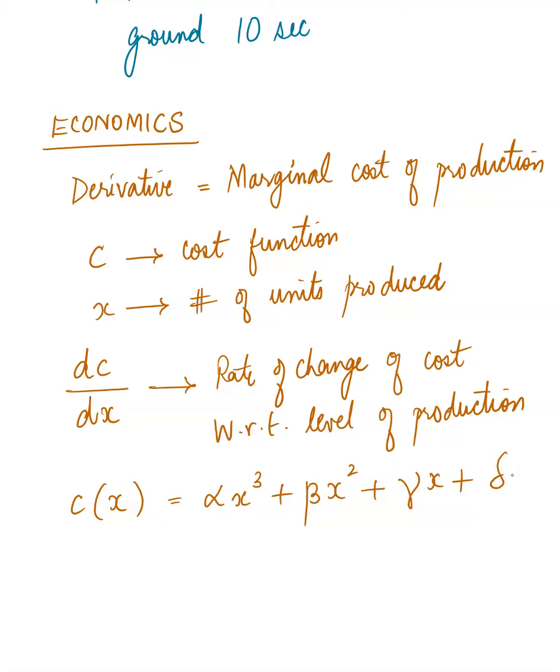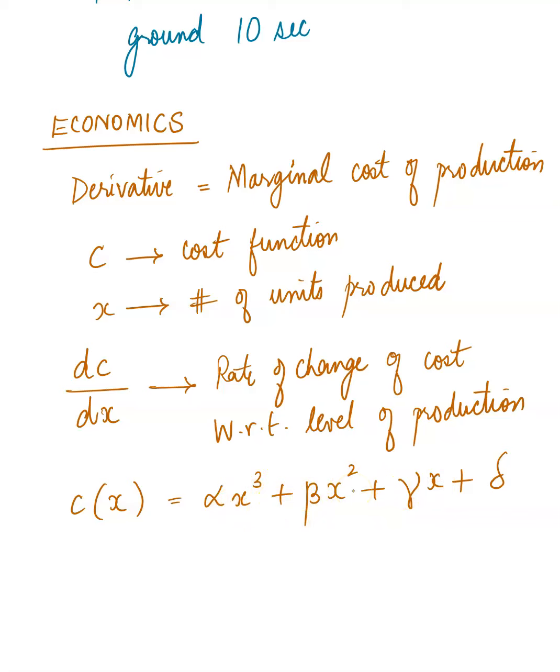I'm using Greek letters here. Okay, alpha x cubed plus beta x squared plus gamma x plus delta. This is another delta. You know, like in English, we have uppercase and lowercase, in Greek too. So this is another delta. The triangle is the other delta. That's the uppercase delta.